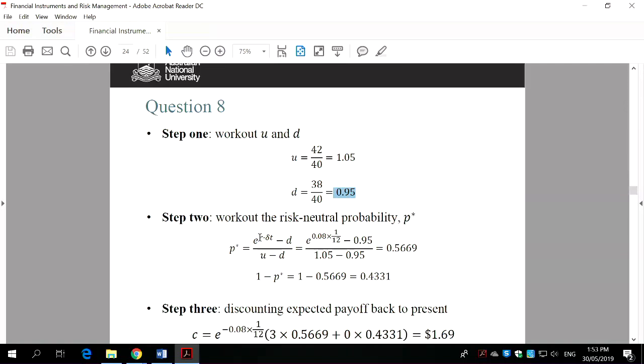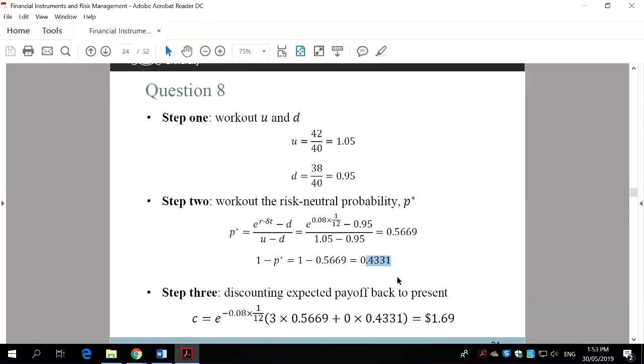So we were told the risk-free rate is 8%, and the delta T is simply 1 month. So e to the r delta T, minus D, divided by U minus D. So we get the probability of going up and the probability of going down. Then one last step is simply discounting this expected payoff back to the present, discounting back 1 month. So if the share price goes up to 42, then we get a payoff of $3. If it goes down to 38, this call option finishes out of the money, right? Then you discount it back 1 month. The call option price is $1.69.